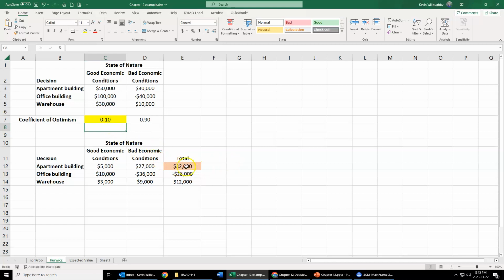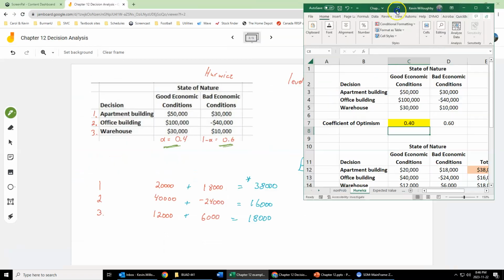If it's 0.1, the best payoff is apartment building. How about if it's really high? Well, now the best choice is an office building. So it's going to change between apartment building and office building. And if we go in the middle, we can see that it's apartment building. We will never choose the warehouse. Let's put that back to 0.4. So in this analysis, there's going to be two options, either apartment building or office building.